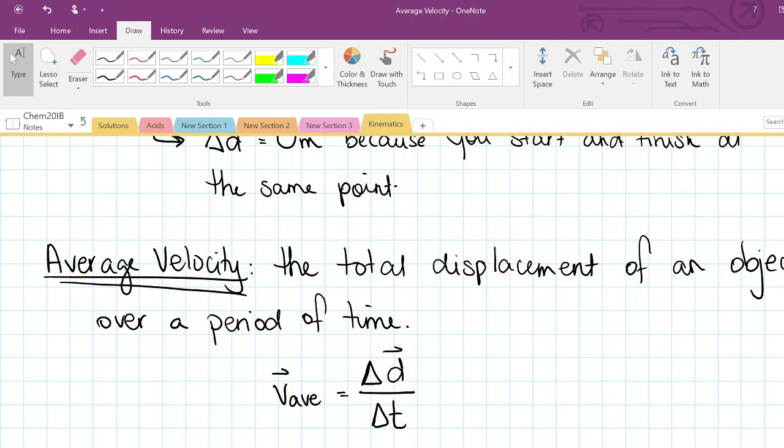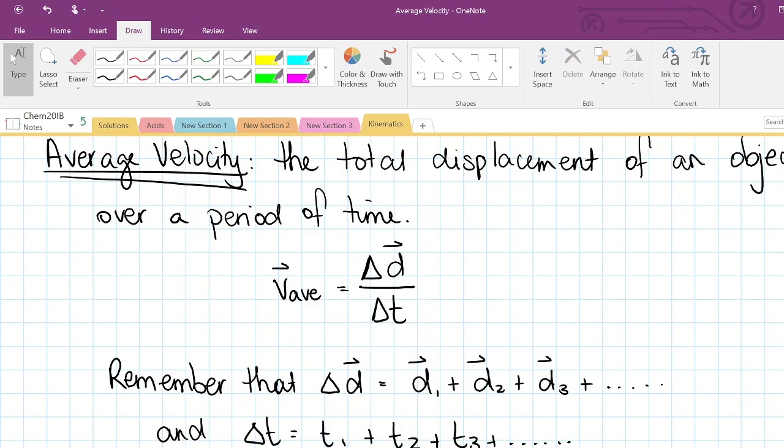So I want to give you a couple of other things that we have to take into account before we start talking about calculations. The first thing is our displacement. Second thing is remembering that this delta displacement refers to our displacement 1 plus our displacement 2 plus our displacement 3. And our delta time refers to time 1 plus time 2 plus time 3, and on and on and on, right? It's the sum of those displacements and the sum of those times.